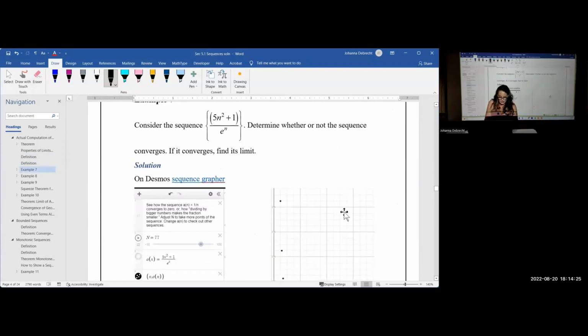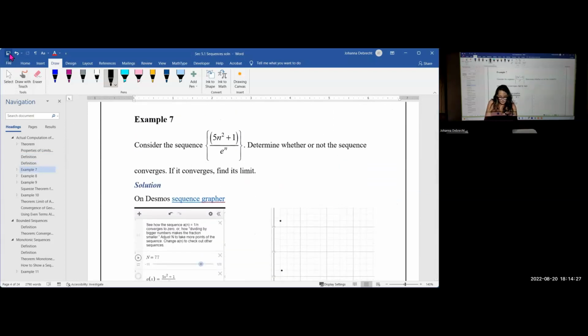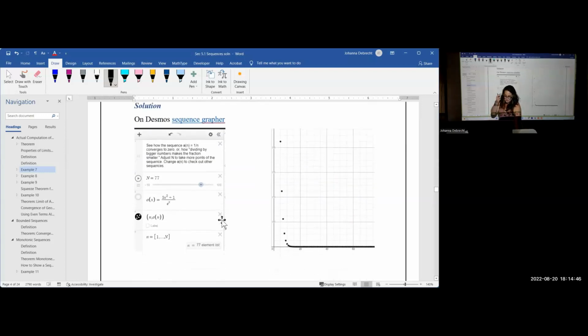Now let's take a look at example 7. And we have the sequence, the quantity 5n squared plus 1 divided by e to the n. Now, I didn't specify where this one's going to start, but we'll go ahead and assume it's starting at n equal 1 and going to infinity, because I believe that's what I graphed. So when we're looking at this one right here, we can also graph this on the sequence grapher if you want to. Right there, it will take you out to a picture of it. But you can see the picture of it over here to the right.